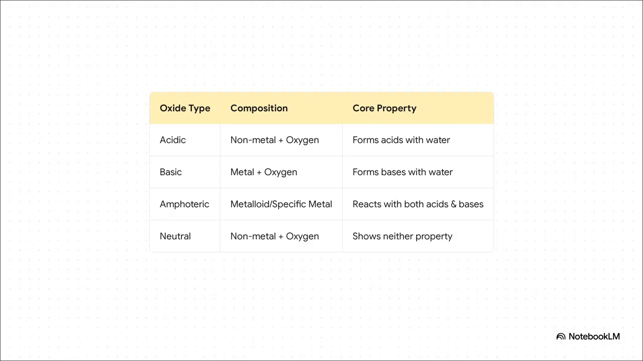But here's where it gets interesting. These oxides kind of have four different personalities. See, when oxygen teams up with a nonmetal, the oxide tends to be acidic. When it pairs with a metal, it's usually basic. Then you get the really flexible ones, we call them amphoteric, and they can swing both ways, reacting as either an acid or a base. And finally, you have the neutral ones, who just don't pick a side. This is really the first big split in our family tree.